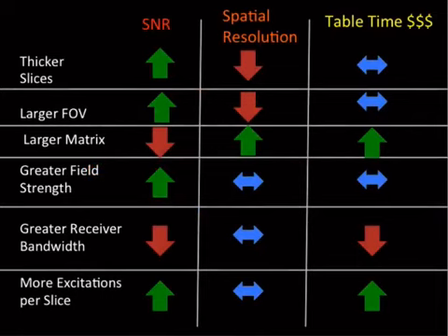So, in one of the prior lectures, this table exists, and it shows the signal-to-noise ratio, spatial resolution, and table time trade-offs. Now, this is probably the single highest-yield table in all the MR physics books and lectures, everything, as far as what is raw and testable.